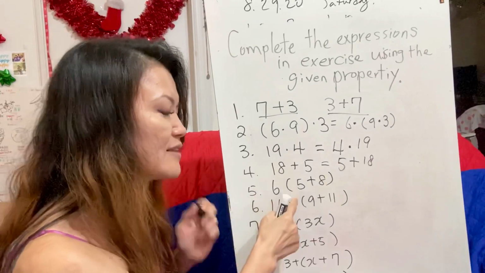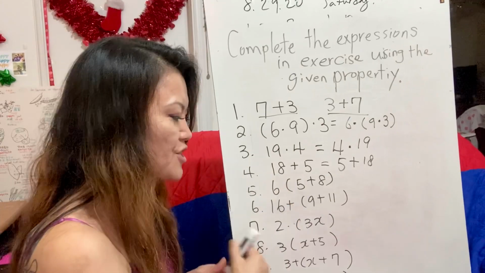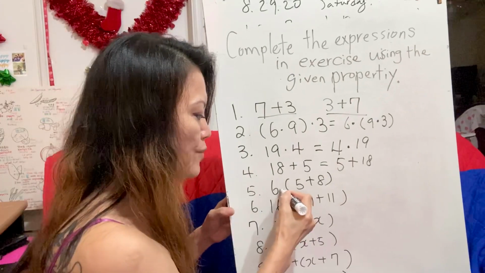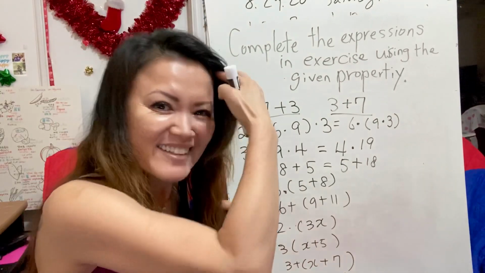Now I see the parentheses, but there are two operations. Multiplication over addition.